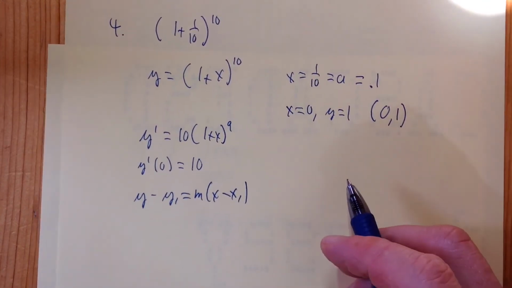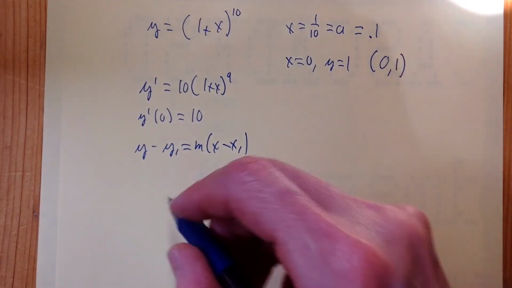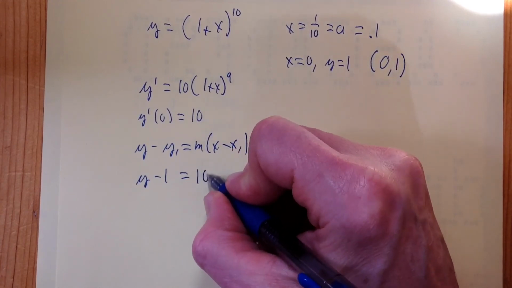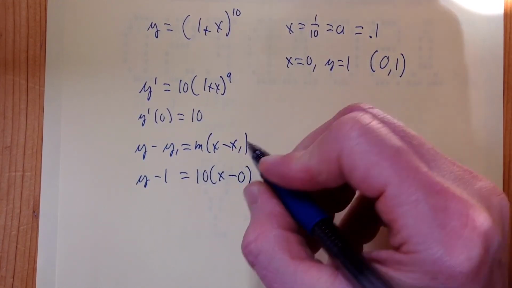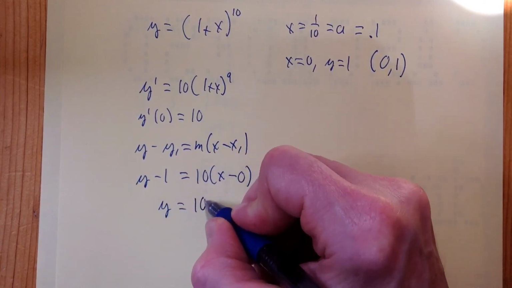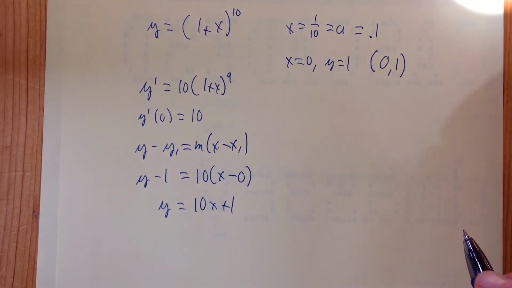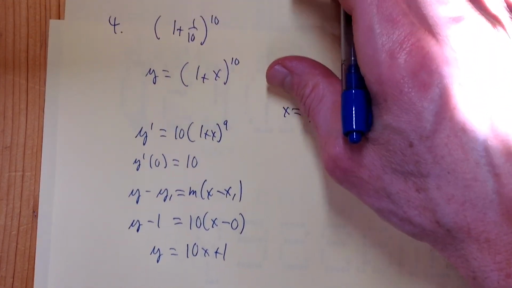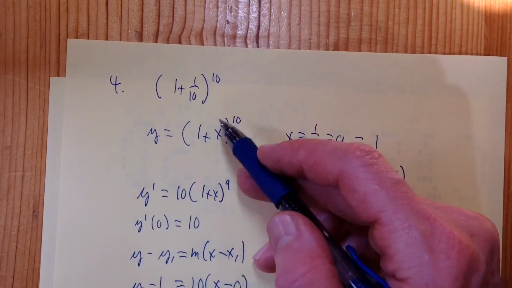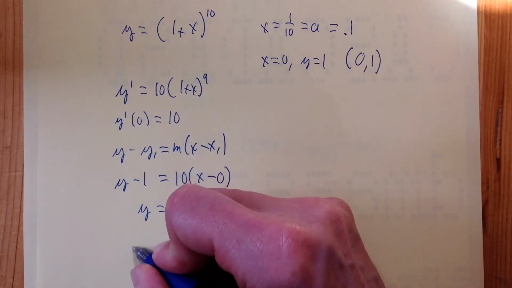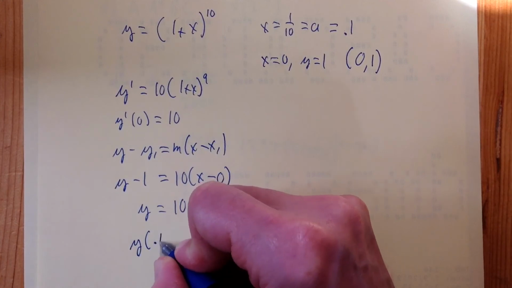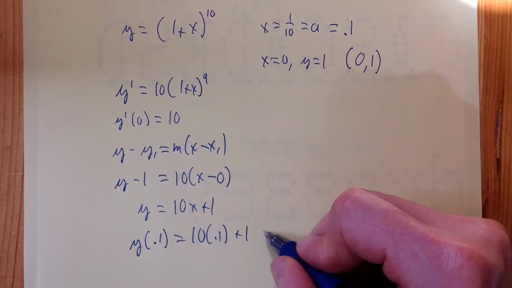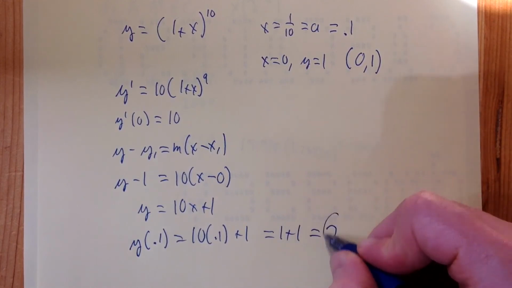So then we do the y minus y1 thing to find our approximation. Our point is 0, 1. So y minus 1 equals, our slope is 10, times x minus 0, or y is equal to 10x plus 1. That's our approximation. So when x is equal to 1/10 now, which is our original problem, we make x equal to 0.1. So y of 0.1 is 10 times 0.1 plus 1, which is just 1 plus 1, which is 2. And that's our answer.